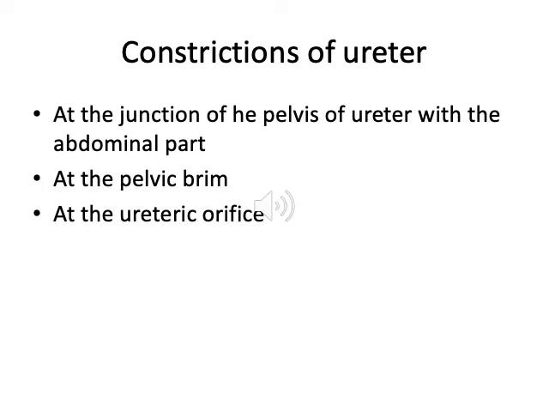There are three main anatomical constrictions of the ureter, which are important clinically because urinary stones can be lodged in those areas. First is at the junction of the pelvis of the ureter with the abdominal part. Next one is at the pelvic brim, and the other constriction is at the ureteric orifice.